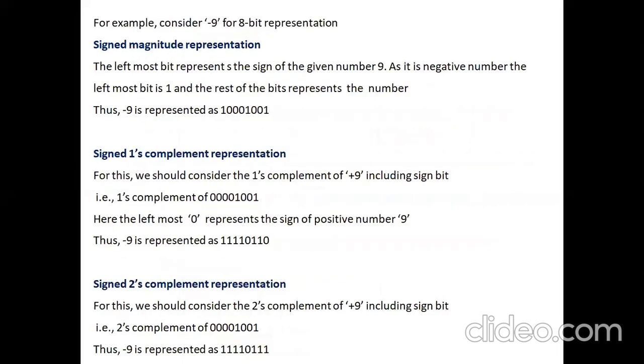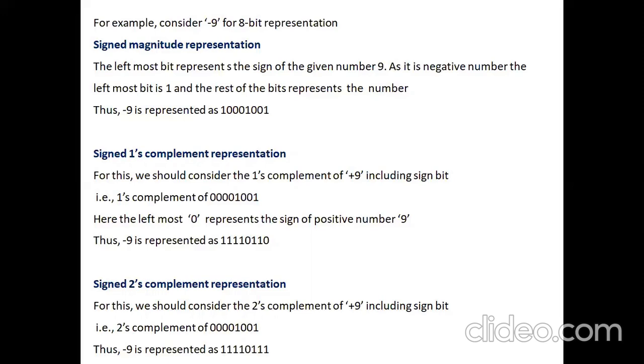For example, if you are considering -9 in 8-bit representation, how are we going to represent -9 in signed magnitude representation? That we are going to see. As it is an 8-bit representation and -9 is a signed number, the leftmost bit will be 1 because it is a negative number. After that, the remaining 8 minus 1, that is 7 bits, will be the magnitude of the given number.